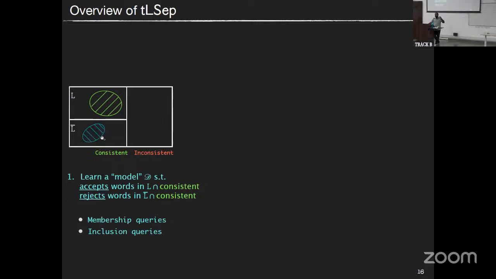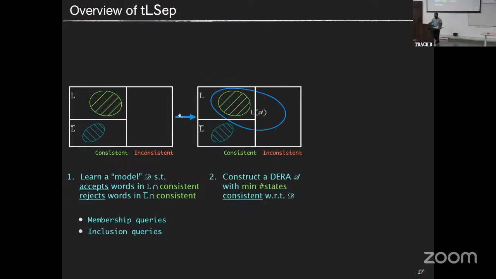So the idea is to gradually increase these balls such that this green part eventually becomes the whole L, and this gray part eventually becomes the whole L bar, as you saw in the last slide. Here you have to use some membership queries and inclusion queries. Here exactly we need inclusion, and that's why we did not want equivalence. And then from there, you would like to come up with a DERA. So here it was not a DERA, here it was something else. But from here you would like to draw a DERA, which is basically consistent with these two balls.